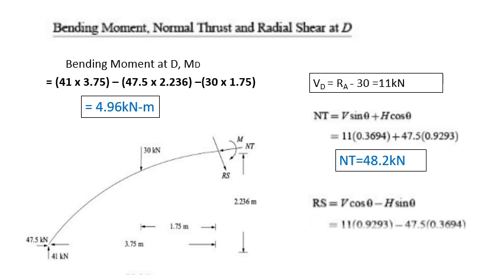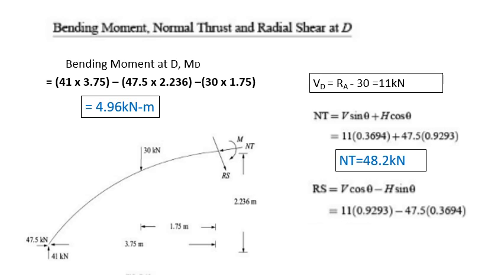Similarly, for the radial shear, substitute the formula. R is equal to V cos theta minus H sin theta. So substitute the values. V is equal to 11 kilonewton. Substitute the value of cos theta. H is 47.5. Substitute the value of sin theta. You get the radial shear as minus 7.32 kilonewton. Okay, this is how we find the internal forces.